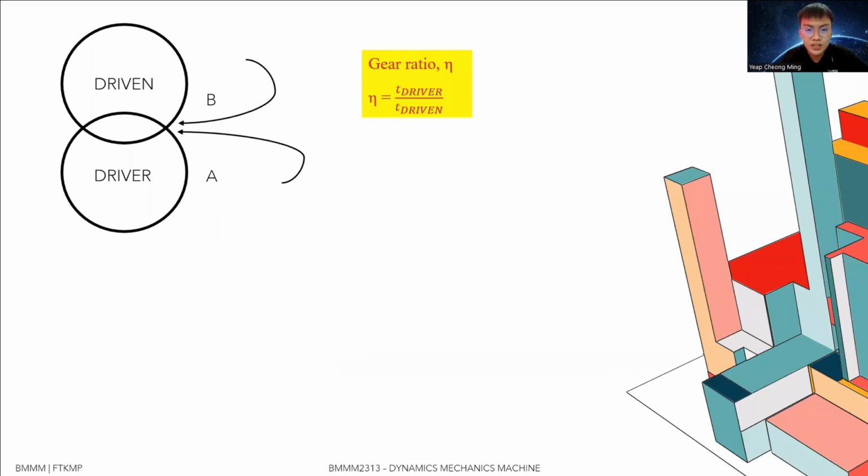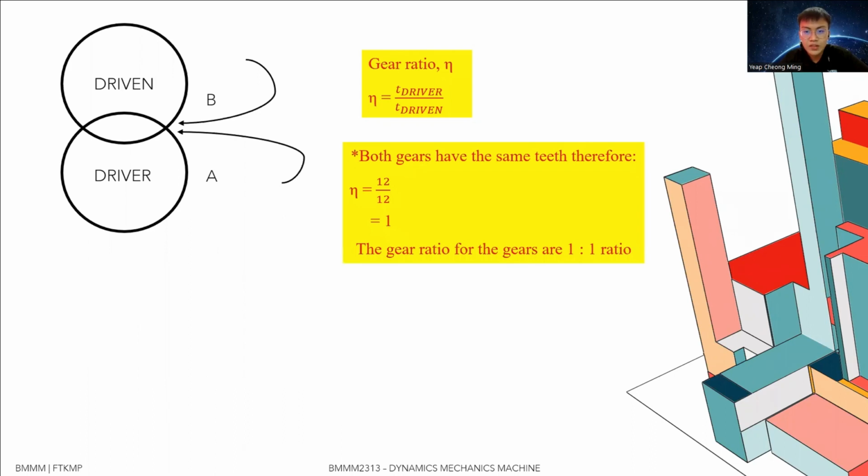Firstly, we are going to calculate the gear ratio. The gear ratio can be calculated by using this formula. The gear ratio is equal to the number of teeth of the driver gear divided by the number of teeth of the driven gear. And since we know that both gears have the same number of teeth, the gear ratio calculated is equal to 1.